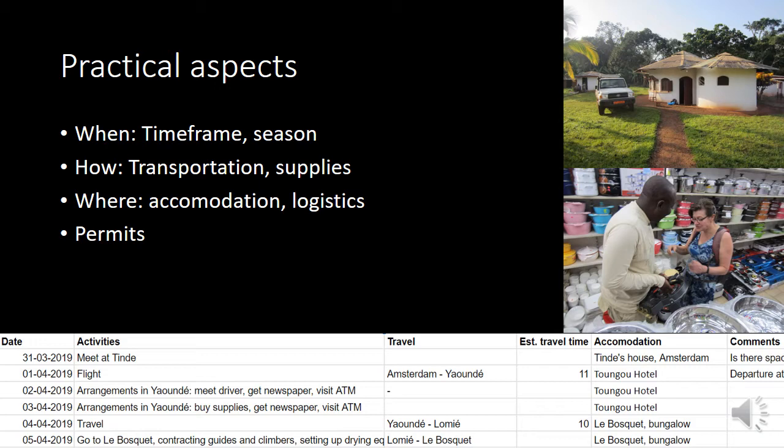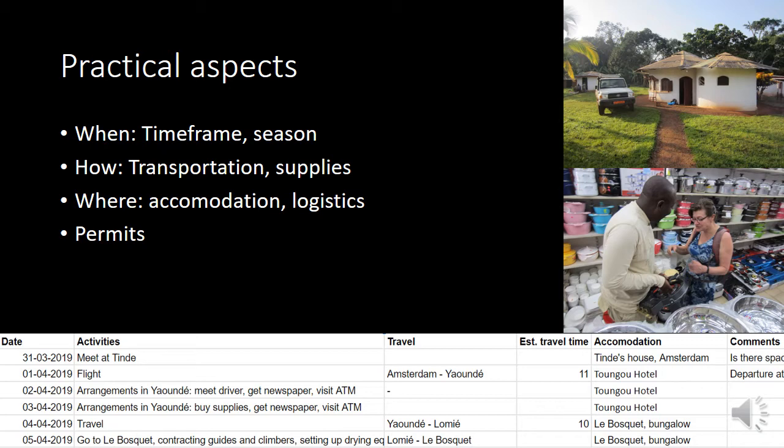We arranged transportation by the means of Alain, our driver you see in the picture here. And he also helped us with gathering all the supplies that we needed. So we went shopping once we had arrived in Yaoundé. We had, of course, a whole list of things we had to arrange, and not the least of which was newspaper. And that was something that, in Tinde's experience, was very difficult to get in West Africa. But we managed to arrange everything. We filled out the list, and after a couple of days, we were ready to go.